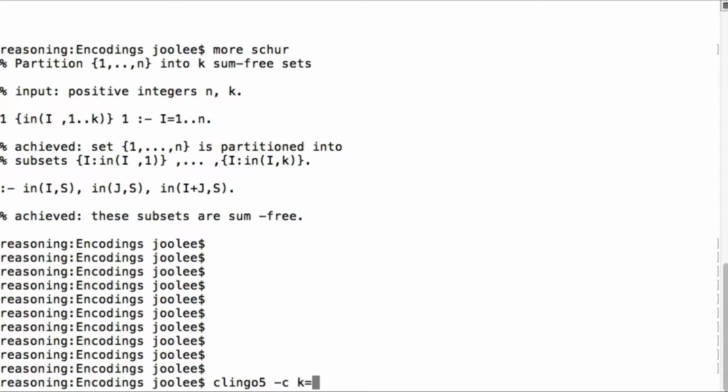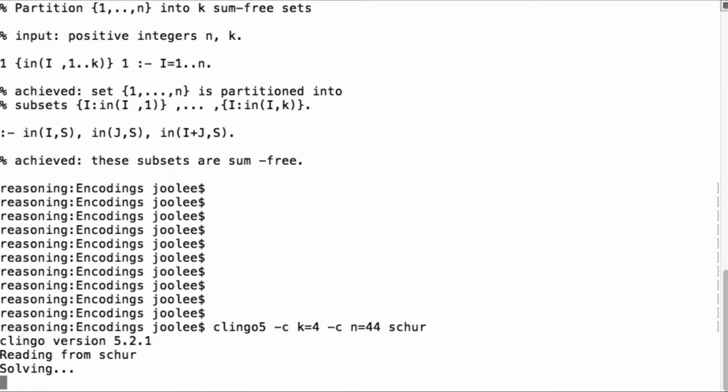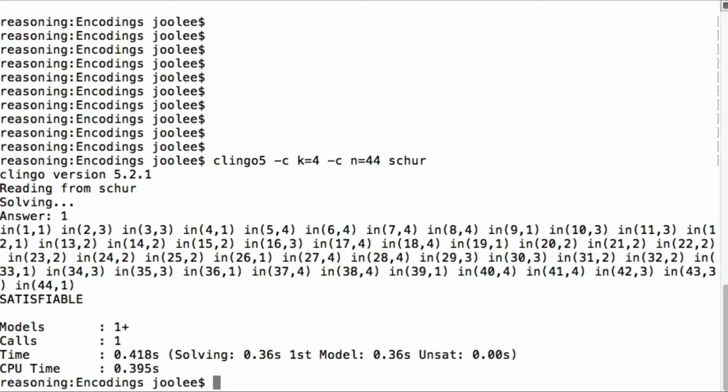So k is the number of buckets, right? So here it was 4, and it was 44. Okay, and the order of these things doesn't matter. So let me just type this. It's a file, the short file. Okay, and if I do that, I found the solution.